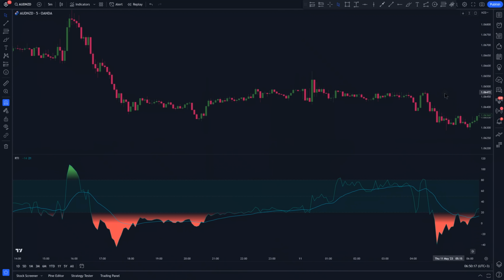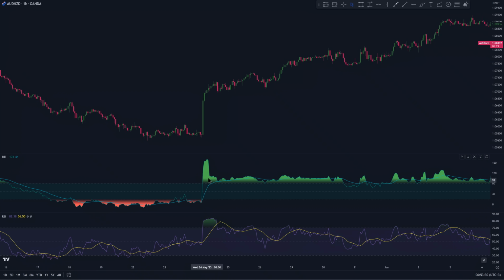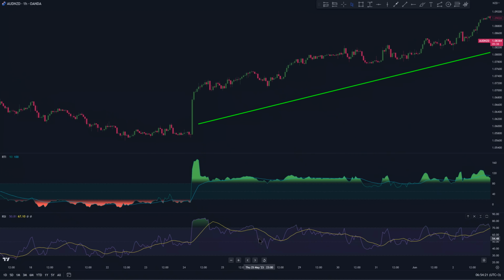Let's take an example where the market shows a strong bullish trend. This big upward move pushes both the RSI and the RTI indicators into the overbought area. Most traders would start selling when the market hits this high level because they expect the market to start falling. But in this case, the market continues its upward move in a strong bullish trend. Now, during this strong bullish trend, we can see that the RTI indicator stays above the overbought level. But the RSI indicator drops back down under the 80 level and hovers around the 50 level, even though the market is still in a strong bullish trend.